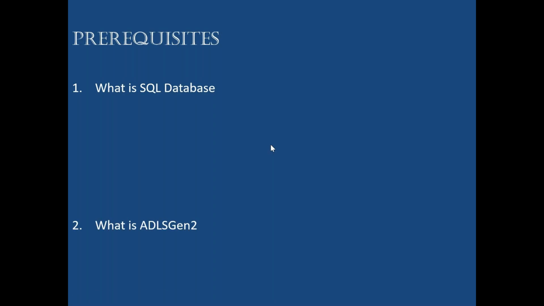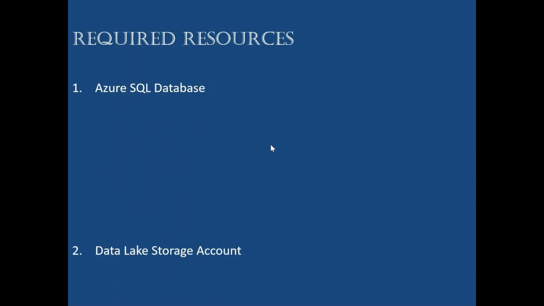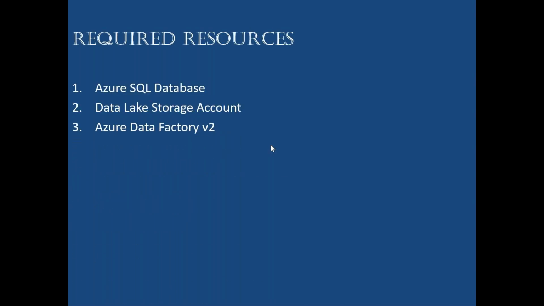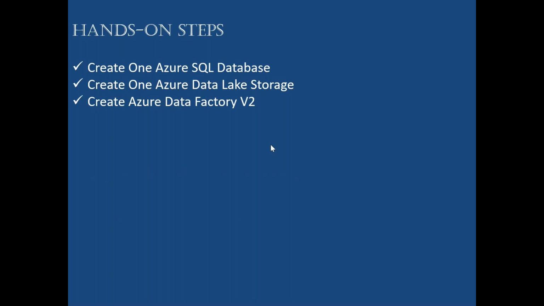Prerequisite: you should understand what is SQL DB, ADLS Gen2, data factory, integration runtime, linked service, data set, activity, and the pipeline. So these are the things we are going to use in today's lab. So the required resources are Azure SQL Database, ADLS Gen2, and data factory. These three I will be creating in the Microsoft Azure portal. Hands-on steps: first we need to create SQL DB, next data lake, next data factory. Once we create these three, we need to create a table and insert data into the table in the Azure SQL database, like the employee table.